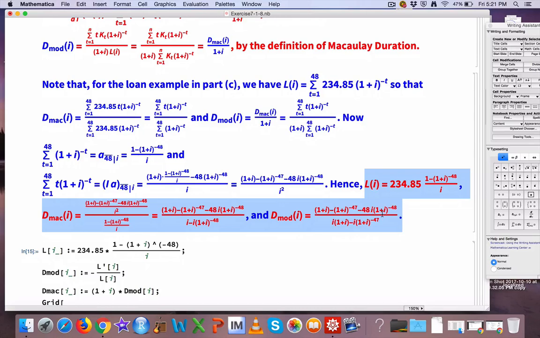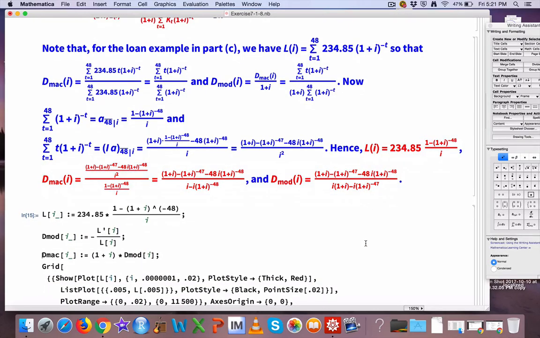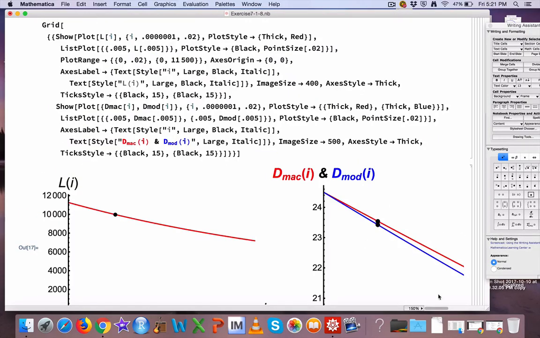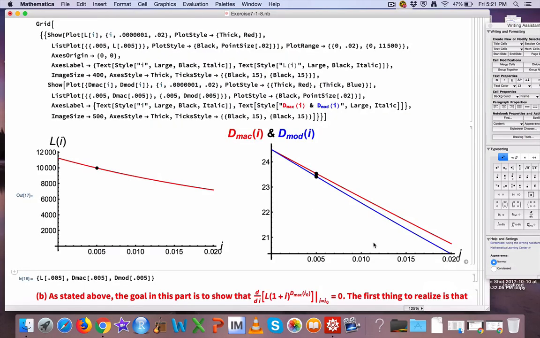Formulas in and of themselves are not so important. It's more important that you understand how to derive them if you need to. And also, as I'm about to show you here in this Mathematica notebook, we can graph these things. Here are the graphs, and we should take a minute here to understand them. The black dots represent the given situation. $10,000 loan, L of i is the present value, $10,000.